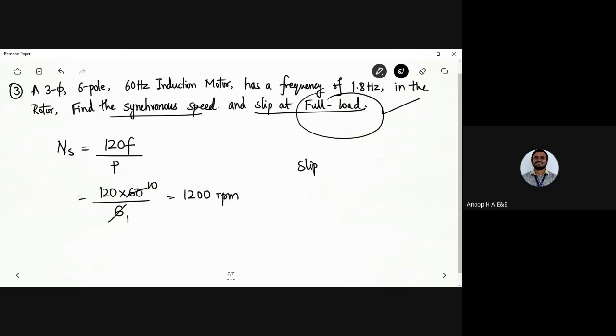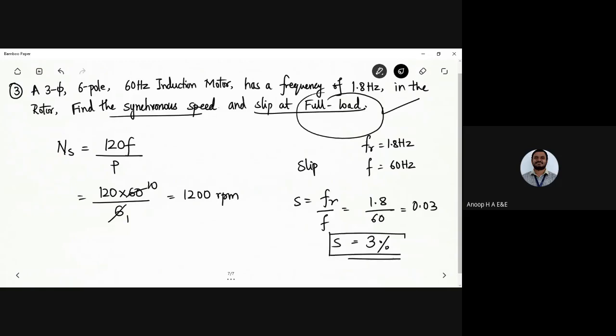Next, slip. I have the rotor frequency as 1.8 hertz, and the supply frequency is 60 hertz. S will be equal to FR divided by F, that is 1.8 divided by 60, which is 0.03, equal to 3%. So this is the value of slip, and this is how you calculate it.